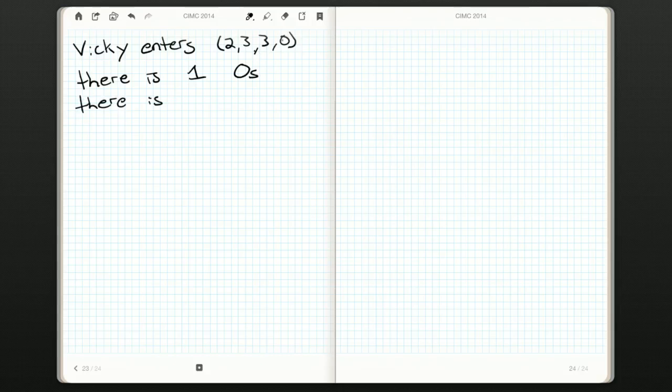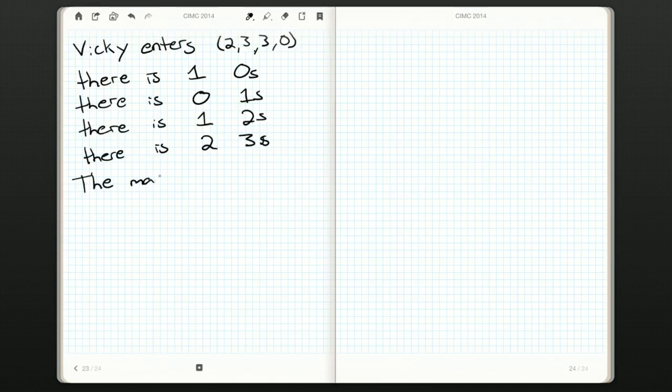How many 1s are there in the original sequence? Well, there's 0 1s. So how many 2s are there? Well, there's 1 2. How many 3s are there? There's 2 3s. The first one and the second one. So the machine outputs, and we just read this off, 1 0 0 1, 1 2, and 2 3s.